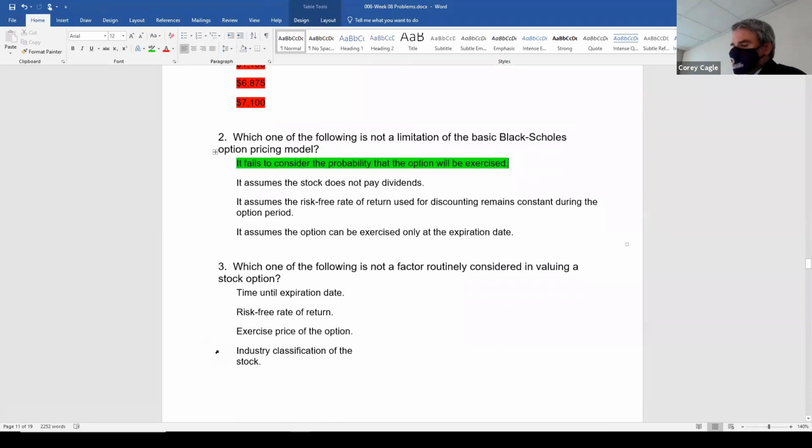Number 3, which of the following is not a factor routinely considered in valuing a stock option? Time until expiration, we talked about that and how it affects the price. Longer the time, bigger the price. Risk-free rate of return: higher the risk-free rate, more valuable the option. Exercise price of the option will certainly figure in. Industry classification of the stock. What the heck does that mean, right? So that's kind of a throwaway once you get to D.